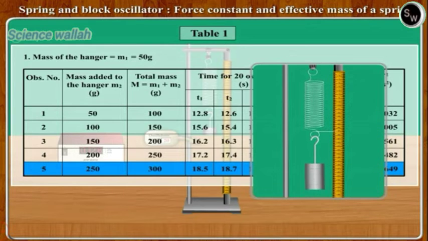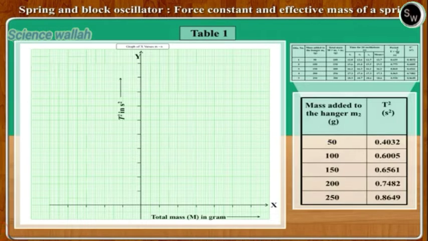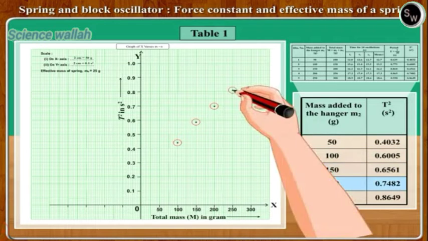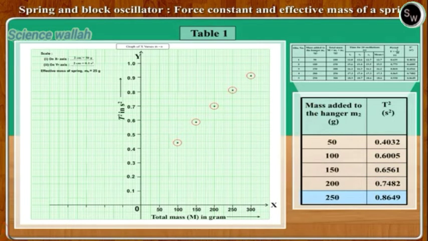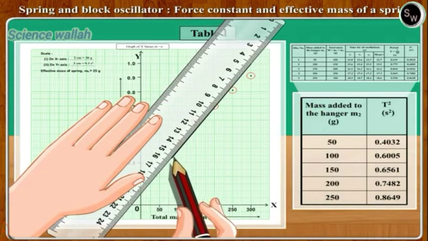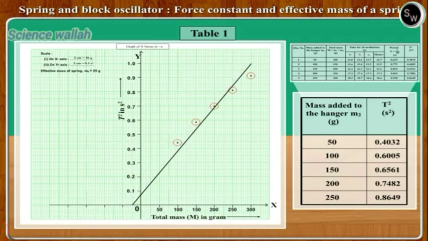Now plot a graph with T square along the y-axis and the corresponding m values along the x-axis. Draw a straight line passing through the plotted points. Extrapolate the straight line graph to meet the m-axis. The intercept on the m-axis gives m0, the effective mass of the spring in oscillatory motion.